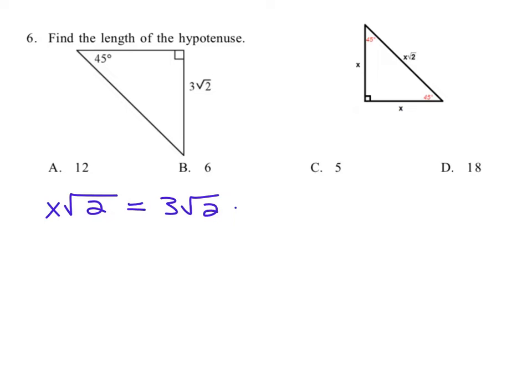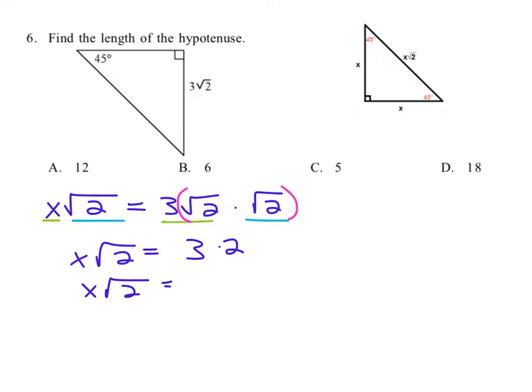And let me underline it in a different color. This is what x is. And now we also need to put in the root 2 right there. Then the length of the hypotenuse, x root 2, is equal to 3 times root 2 times root 2. What is root 2 times root 2? You got it, it's 2. And that's getting multiplied by 3. So the hypotenuse is 6.